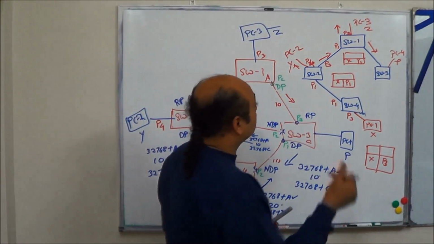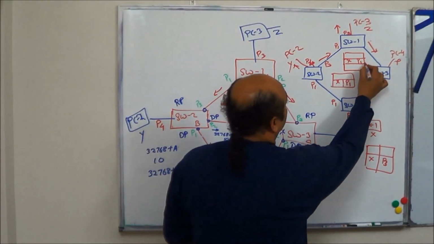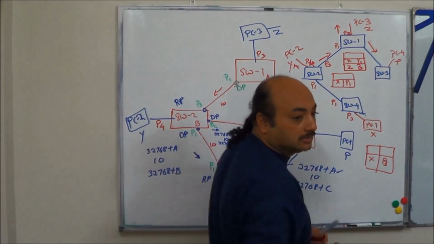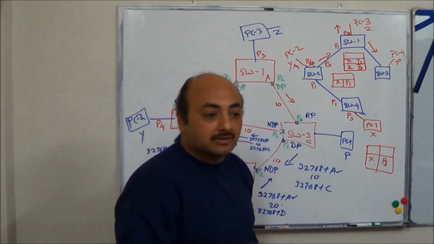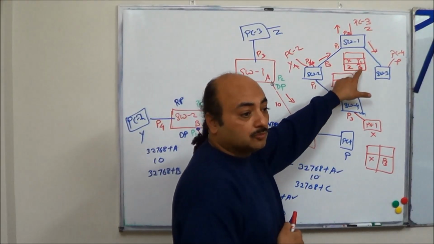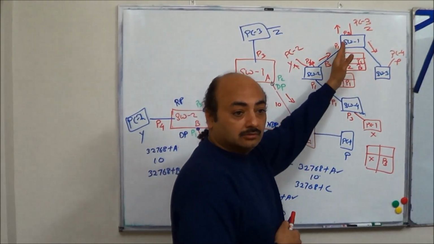Switch 1 learns Z on P3. Then it looks at the destination MAC address. What is there? X. Is it in the MAC table? Yes, on port P1. Does it flood? No. It forwards it.